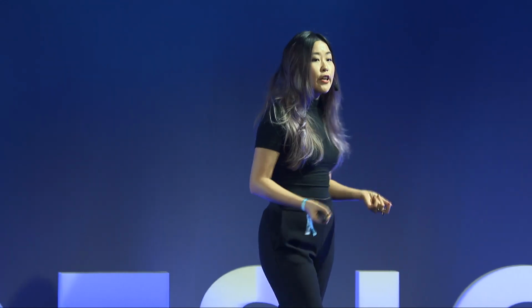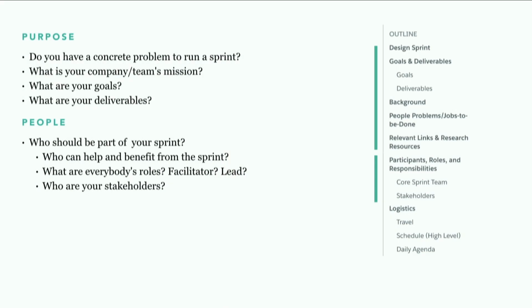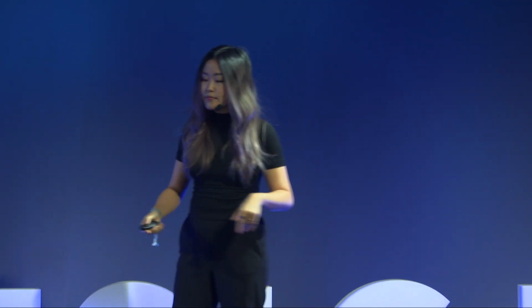And then obviously, who should be part of your sprint? This is very key, because a lot of the time we invite people that would benefit our sprint, but we don't really think about who will actually benefit from our sprint. So take that into consideration. Think about who can actually be beneficial and benefit from it. And then what is everybody's role? Usually the person who initiates the sprint will be considered the sprint lead. You're the person who guides the outcome, etc. And recruit someone as a facilitator who can help you figure out the logistics.